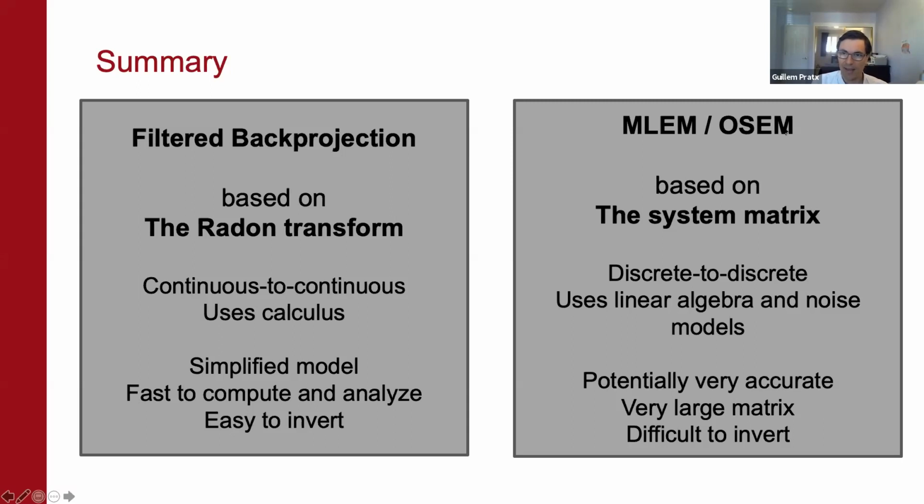Whereas MLEM is based on the system matrix. Here we're using linear algebra, and also noise models based on statistics. The advantage is it's potentially very accurate, so it gives the best image quality. But because it's a very large matrix, the model is harder to invert and requires iterative methods that can be quite slow. Okay, so I think I will stop here.